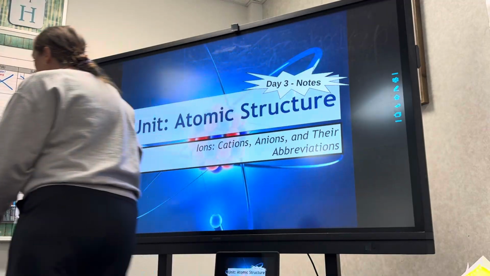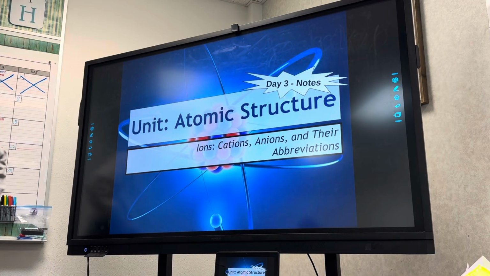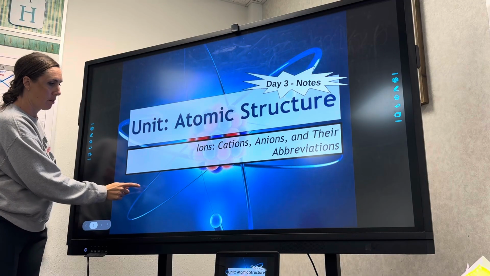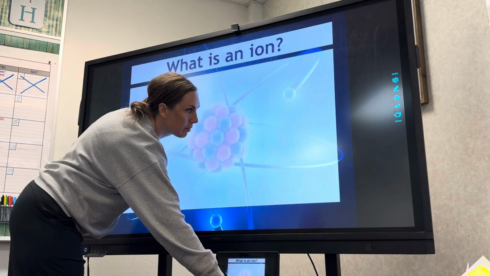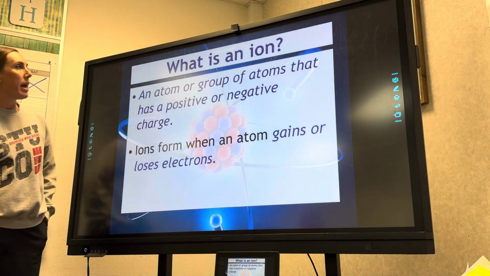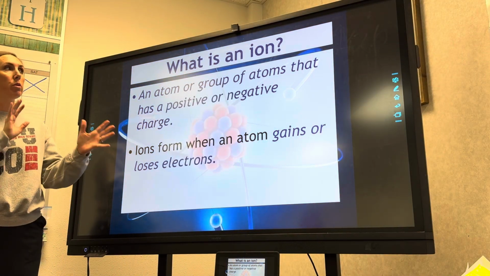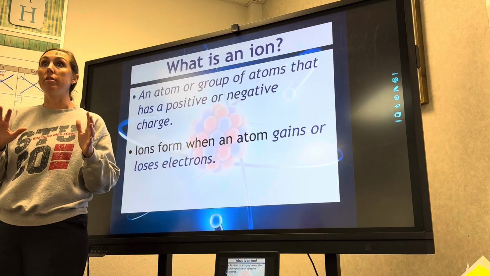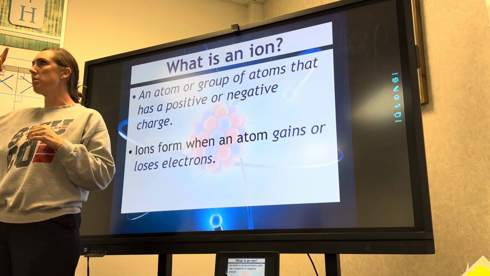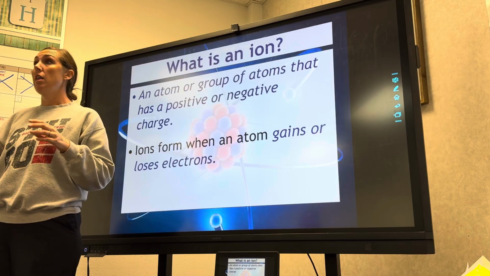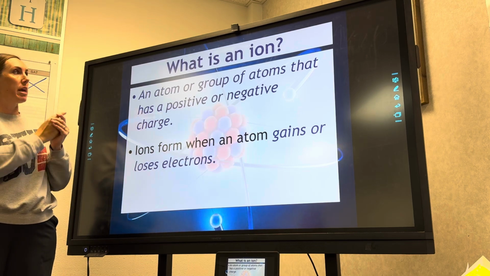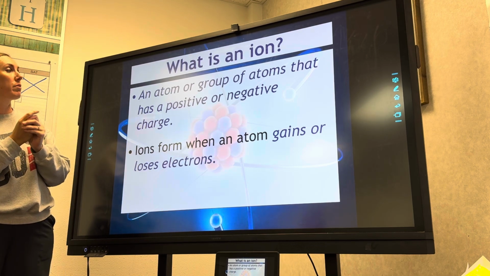Okay, so it's called cations, anions, and their abbreviation. Okay, an atom, what is an ion? So this whole unit is about ions. Think of I'm turned on. There's something turned on. So when there's a positive in the corner, +1, +2, or a negative, that is not neutral, it's turned on. Okay, so an ion is when there is a charge. An atom or a group of atoms that has a positive or negative charge.